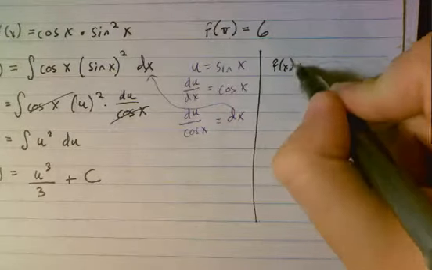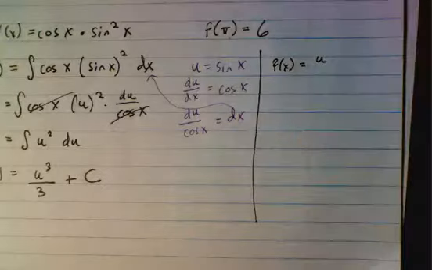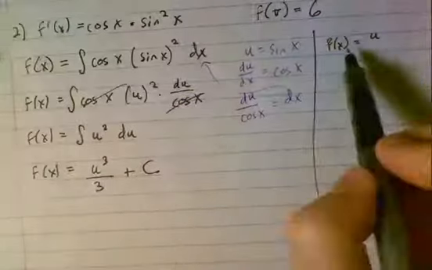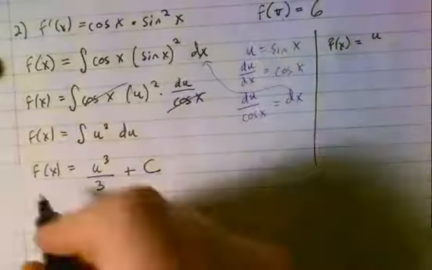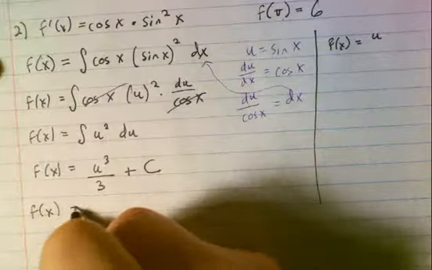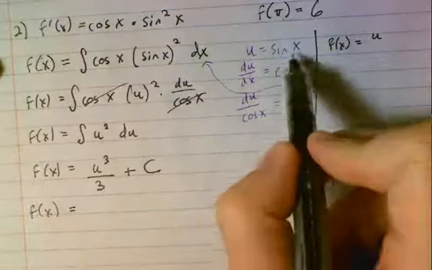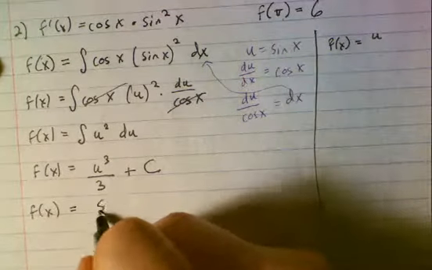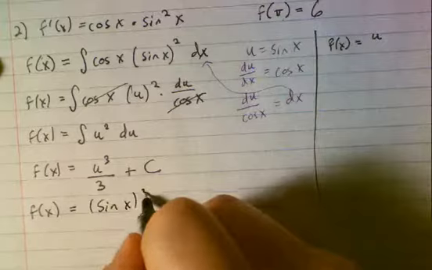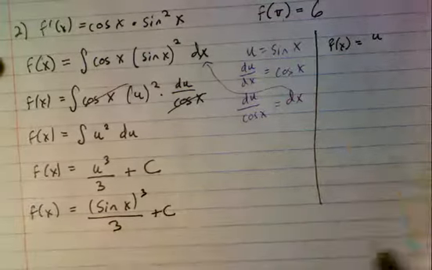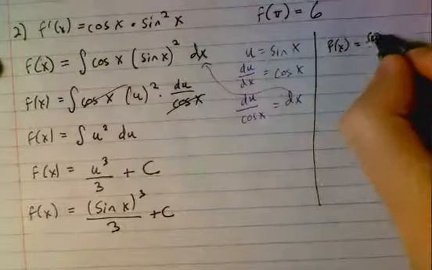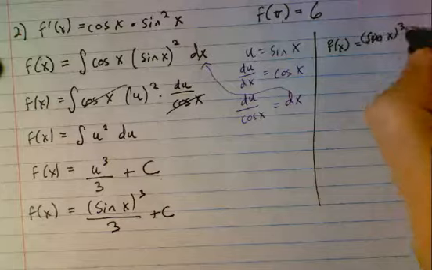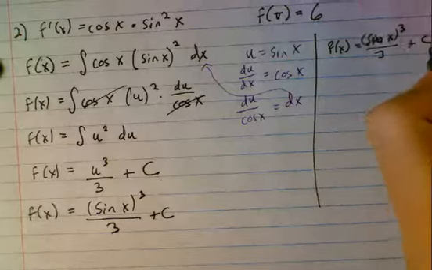So we've got f of x equals, oops, that's not going to work. If I've got f of x, I can't have u in there. I forgot this last step, which would be to put my u back in the equation. So this should be sine of x cubed over 3 plus c. And then f of x is sine of x cubed over 3 plus c.